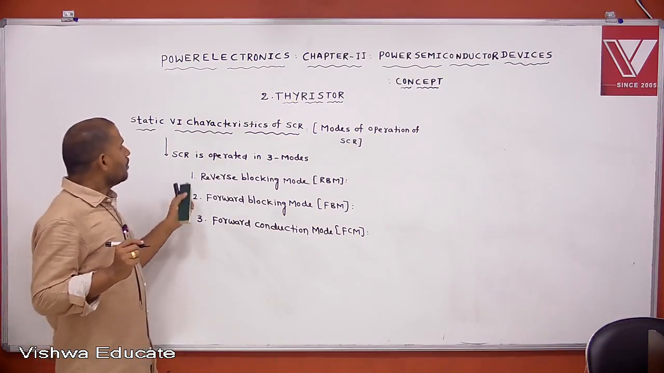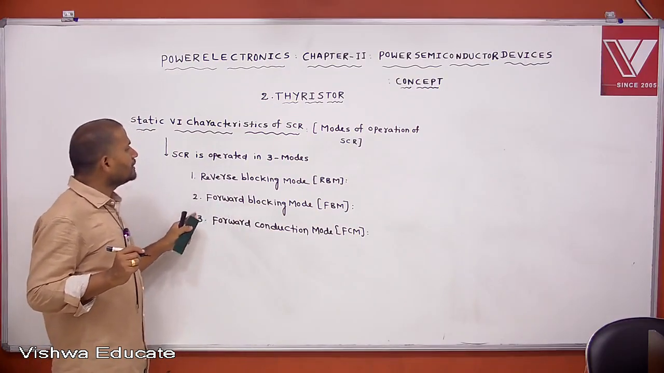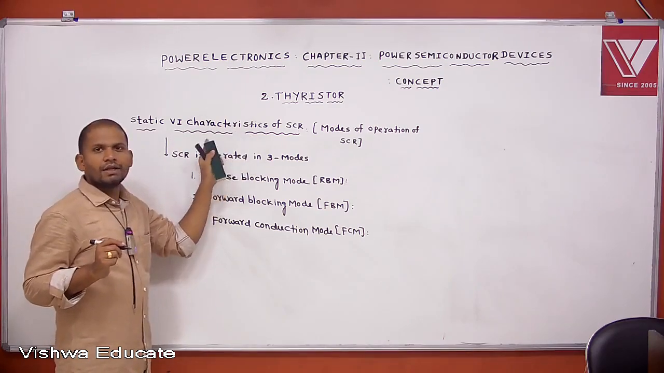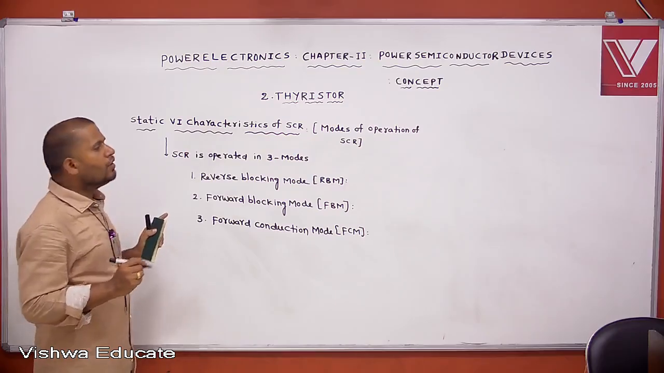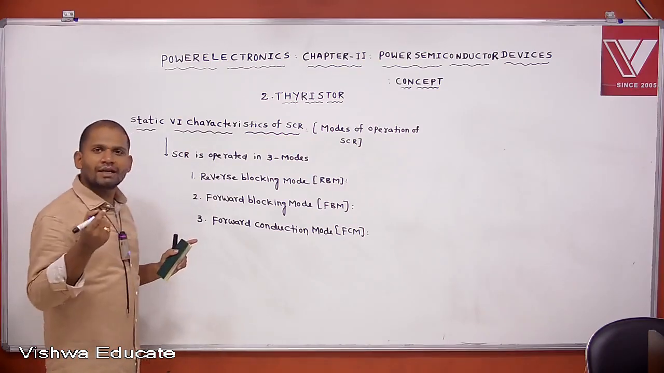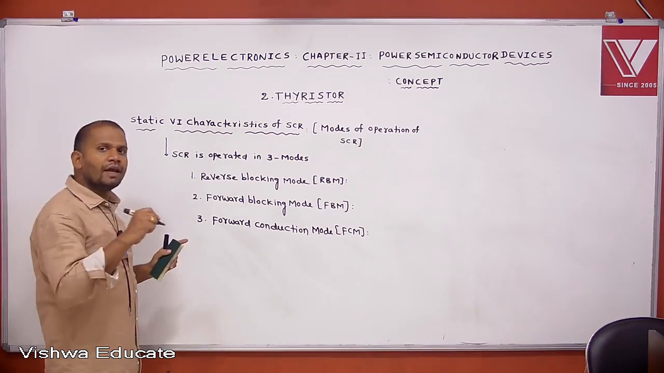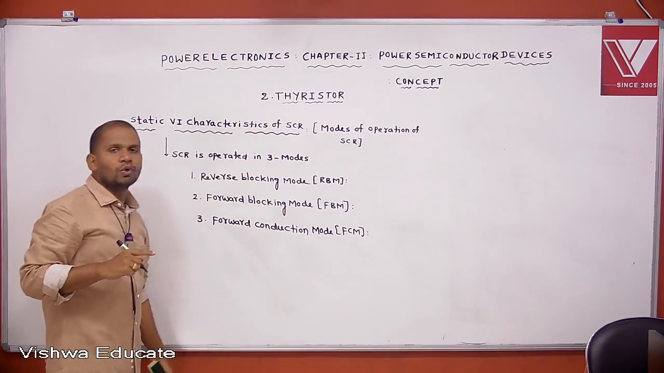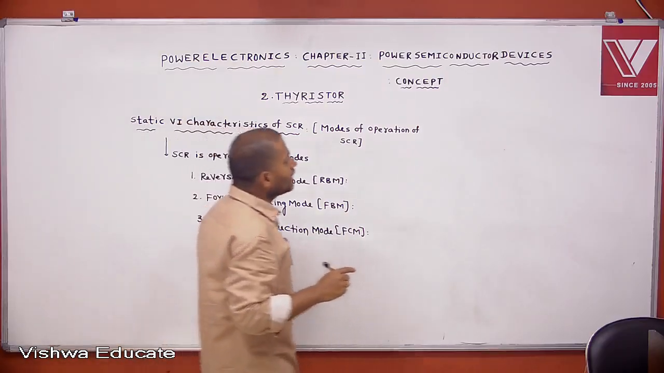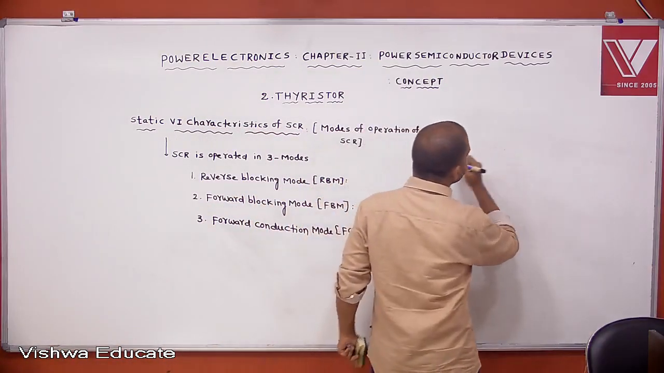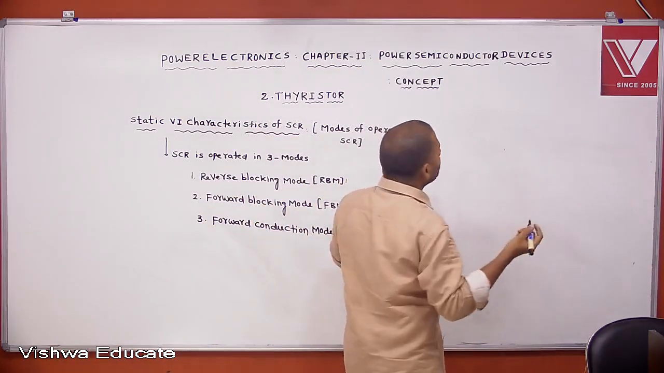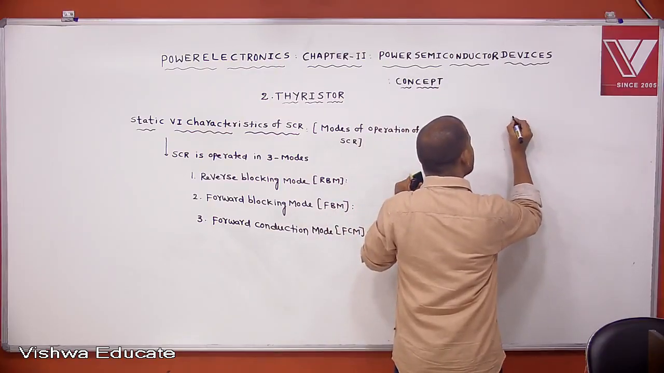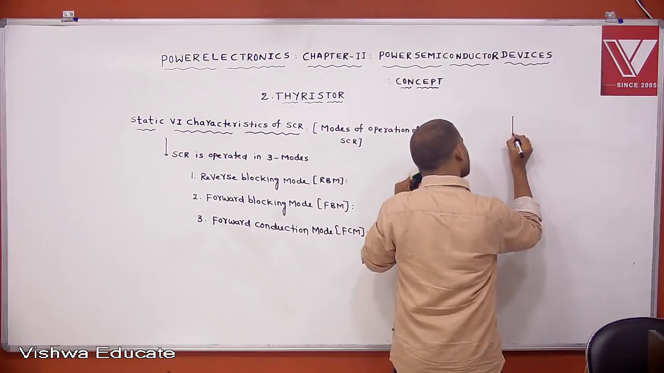Now, by using these three modes of operation, how we get the static VI characteristics, that I want to explain. First, I will draw the total static VI characteristics. Then I will explain how we get those characteristics by using these modes of operation. You draw the static VI characteristics first. This is the practical static VI characteristics.